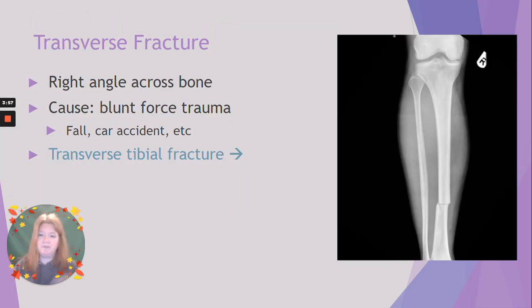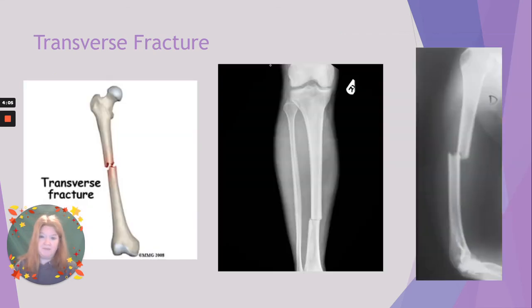So we have a transverse fracture, right angle across the bone, blunt force trauma, so a fall, a car accident, something like that. Transverse fracture, straight across the bone.